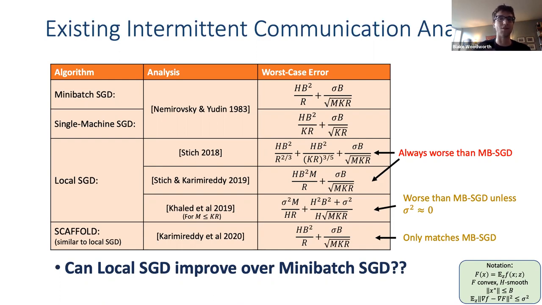A lot of people have spent a lot of time trying to analyze local SGD as well as possible. And so far, nobody succeeded in showing any improvement over mini-batch SGD in any non-trivial regime. So is local SGD actually better than mini-batch SGD? And maybe we just haven't figured out a way to prove it. Or maybe we haven't been able to prove it because local SGD actually isn't better than mini-batch SGD. So what's going on here? This is the main question I'm going to try to answer for the rest of the talk.